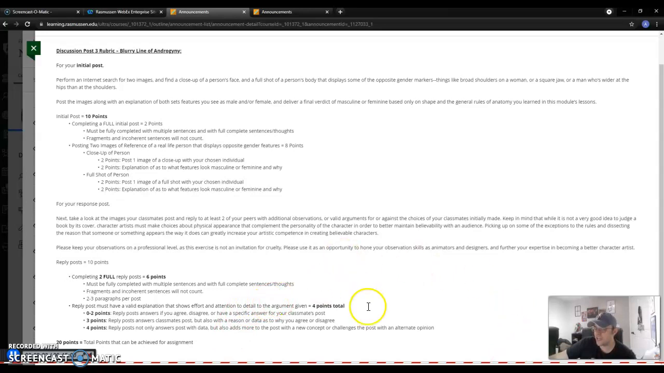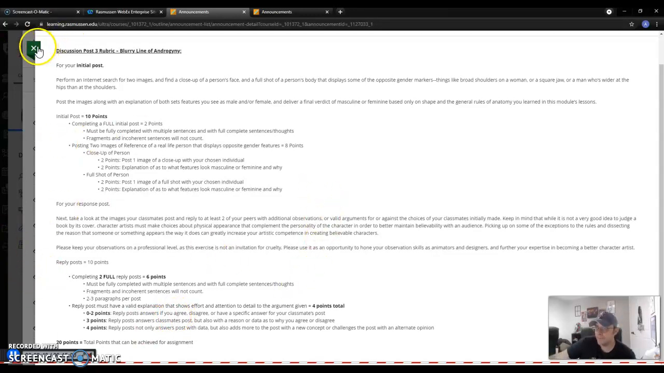Just make sure you have that done by Saturday, and make sure it's 2 to 3 paragraphs per post. I'm looking for a lot of detail. If you agree with my post or you disagree, explain why. What are the elements of it? And if you disagree with it, what can you improve on it? Give me detail. The more detail you give me, the more I can give you points for.